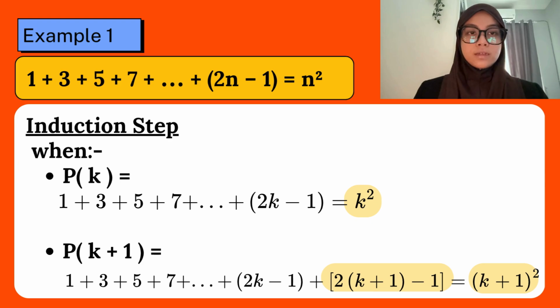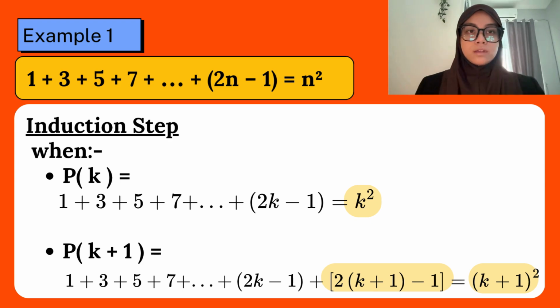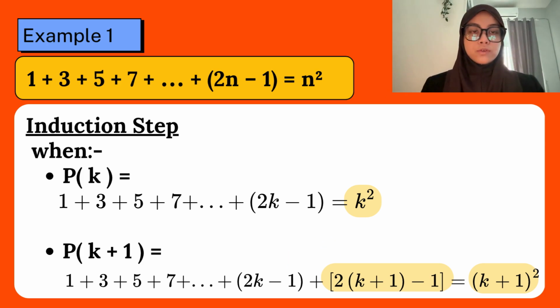So for this part, it will be the same. And then we just need to take 2k minus 1 and substitute the k with k plus 1. So it will be like this. Now it becomes 2 times k plus 1, minus 1. For the right hand side, we just substitute the n squared with k plus 1 squared.